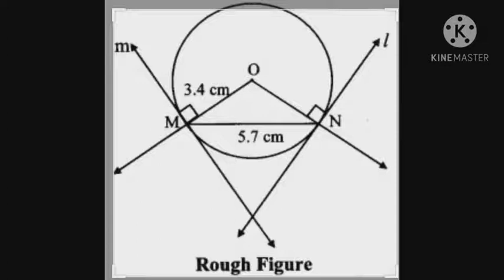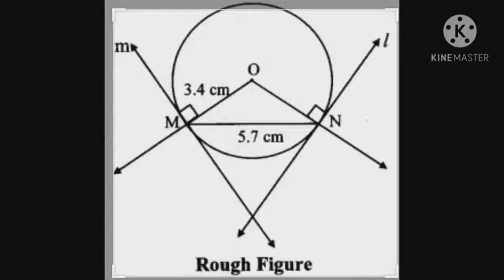Give the name to the center of a circle as point O. Now take a scale and draw chord MN of 5.7 centimeter. Now join this point M and N with center. That means draw a ray from center to the exterior part of the circle passing through points M and N.